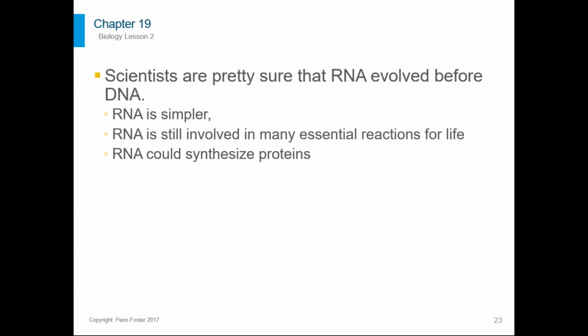Okay, some other things that scientists have studied about the beginnings of life. Scientists are pretty sure that RNA evolved before DNA, and the reason for that is, frankly, it's simpler. It's still involved in many essential reactions for life. And RNA could synthesize proteins, which carry out most of the functions of modern cells. So RNA could have been the first genetic information to make that start happening. If it makes proteins, cells can start being real cells.